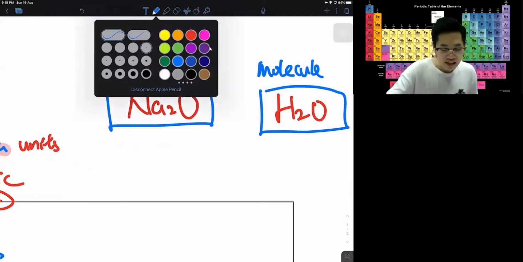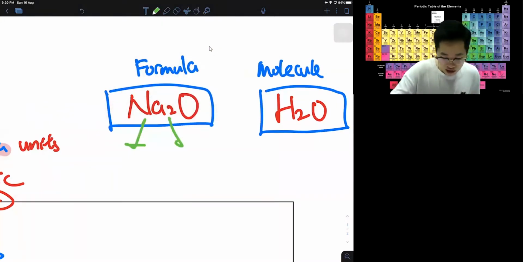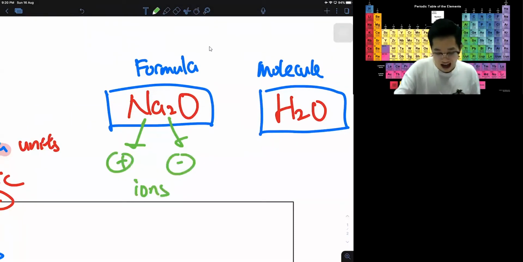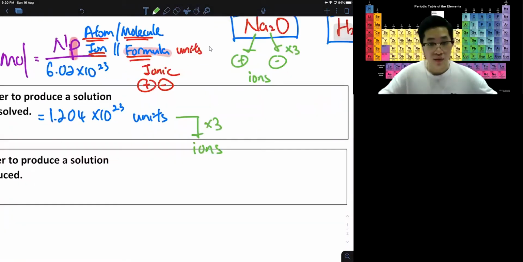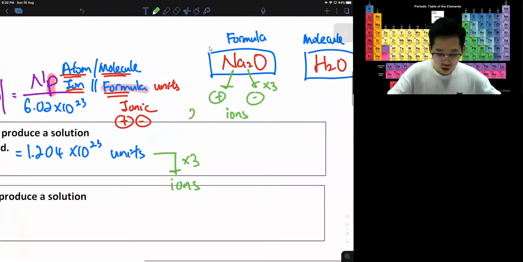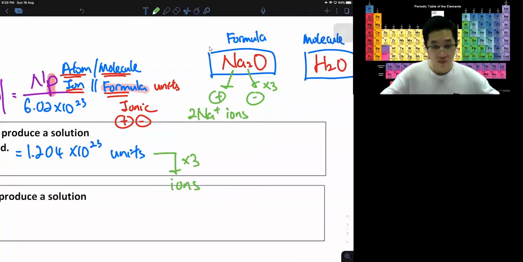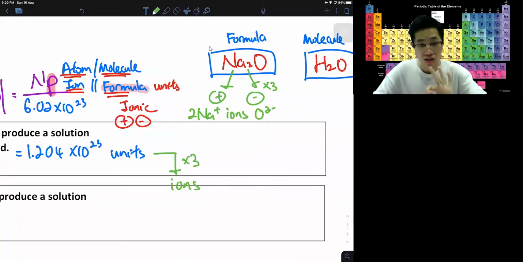But this formula can be split into positive and negative ions. There are how many ions here? 3. That means you have to times 3 for the final answer if they want you to find ion. Let's say I want to convert it into ions. I will times 3. Why? Na2 means 2 Na positive and 1 O2 negative. So there are a total of 3 ions.